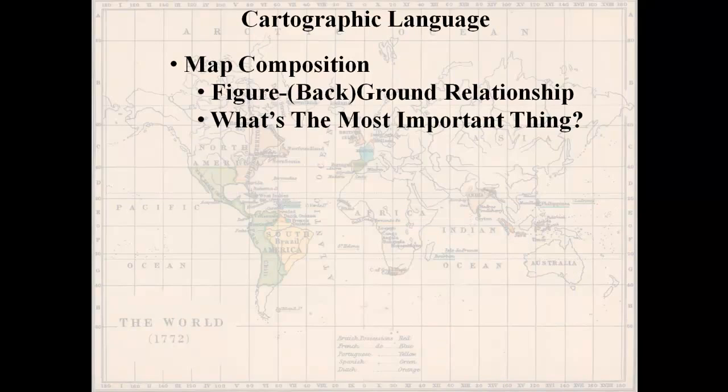Composition. One of the main things you need to think about in composition is what's called the figure-ground relationship. That's basically what's important. That's the figure. Everything else should be in the background. So the most important part of your map should be something that sticks out, that stands out, that draws the reader's eyes to the thing you're trying to tell them.